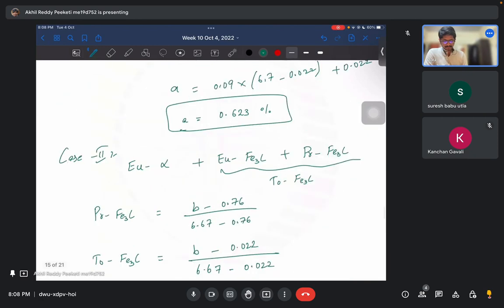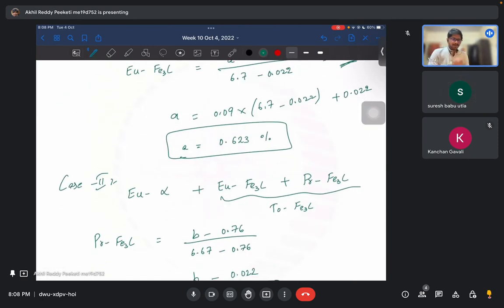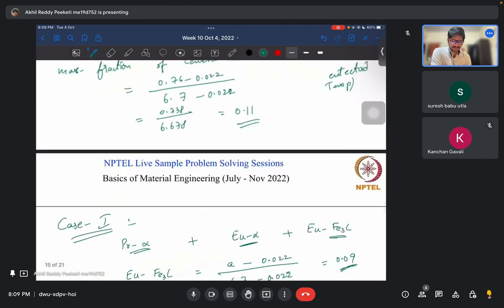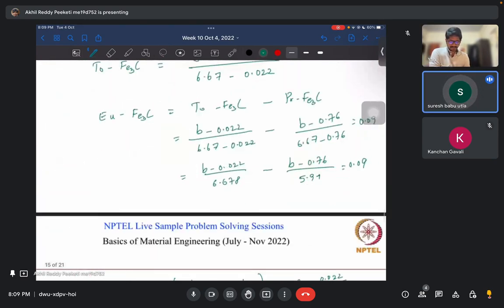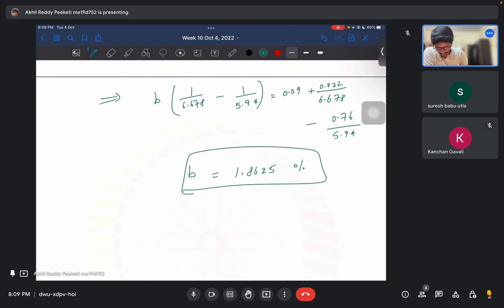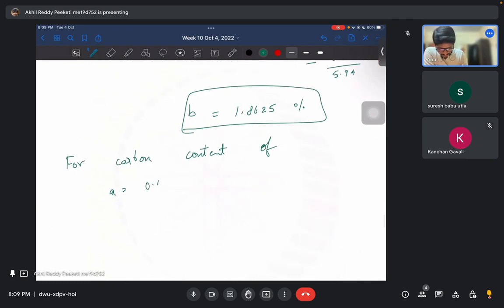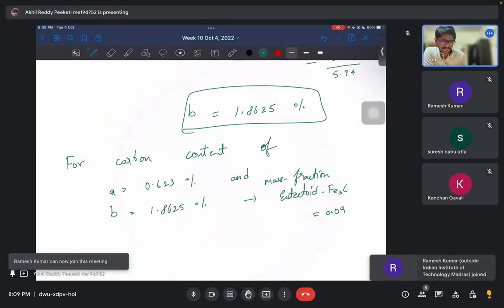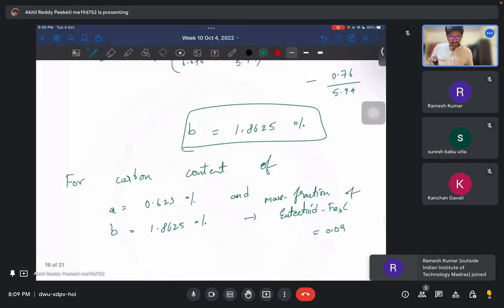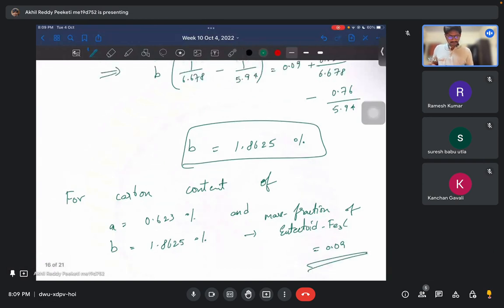So actually there are two carbon percentages possible where you will have eutectoid cementite of 0.09 mass fraction: 0.623% and 1.8625%. Eutectoid Fe3C could be 0.09 mass fraction in both cases. Okay, so that is it for today. This is the last question.